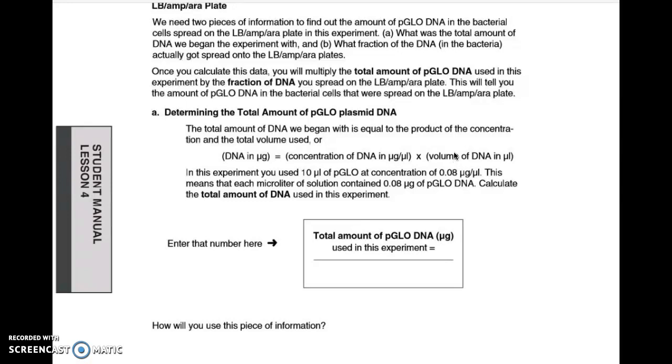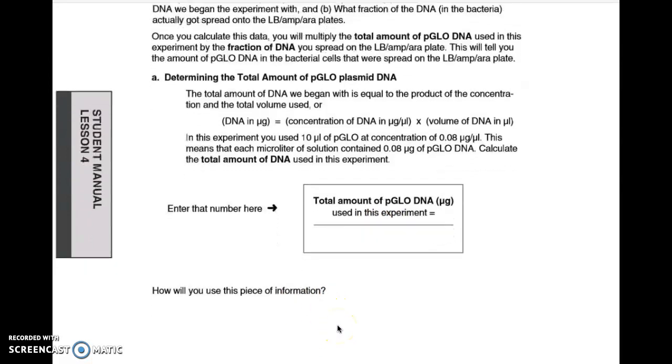So all you're going to do is multiply 0.08 times 10, and that just equals 0.8. And that number is going to go in right here. So that's all that's happening now. Now that we have that total amount, we have to multiply it by the fraction that you put on each treatment. So that's the number that we need to get now.